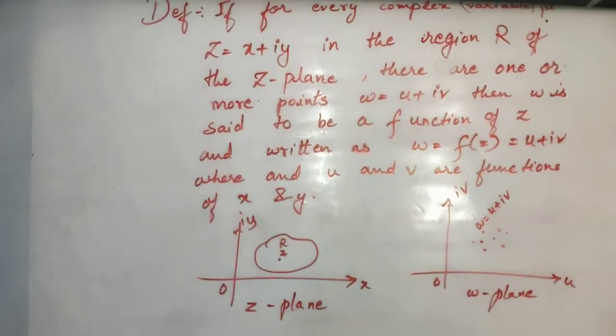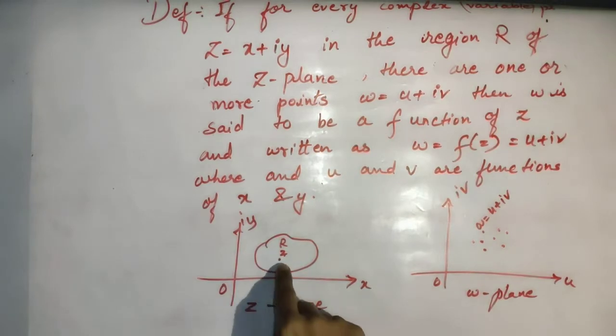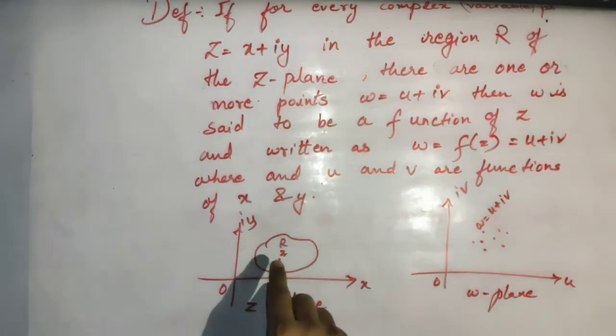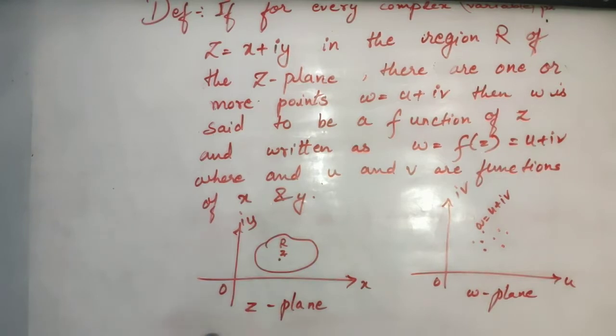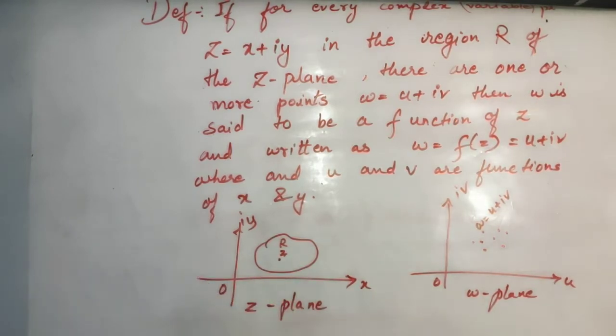Okay, so if for every point in this region R, z belonging to this region R, so this is my z plane. Why I'm calling this z plane? Because all points here I'm denoting by z. Okay, so it's a z plane for me. Here the x axis, the real axis, the imaginary axis, and the origin are written there. So you have a region R.